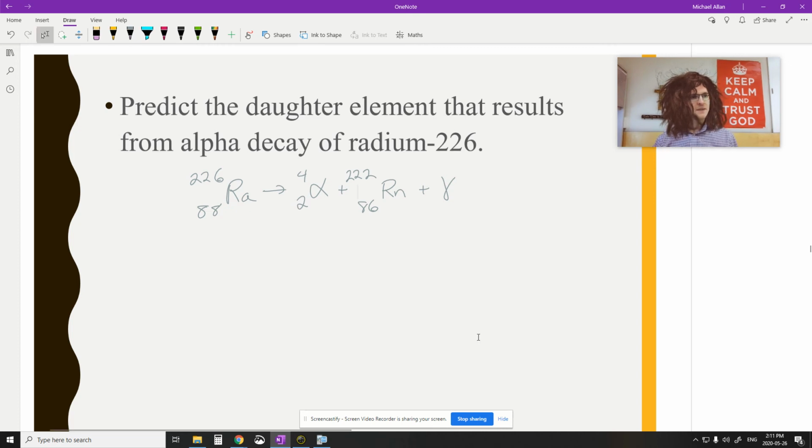Not too bad. So this is my daughter particle here. My daughter particle is going to be radon-222. Oh, I don't know what I'm spelling there. There you go. Cool.